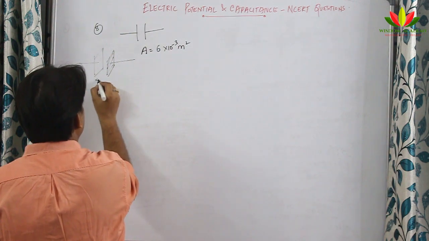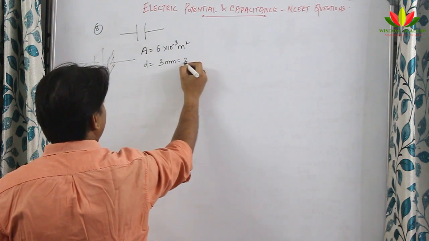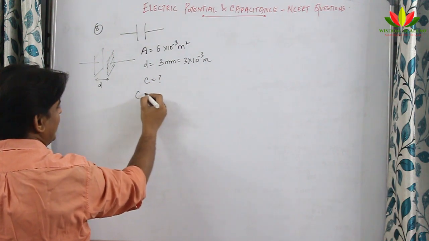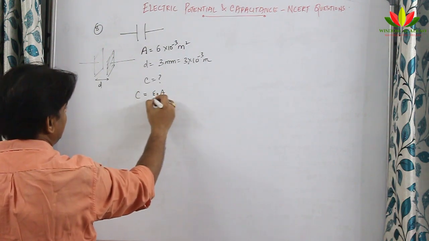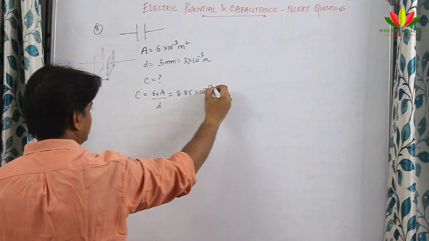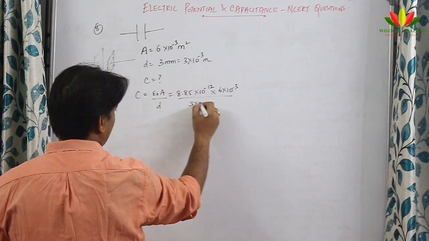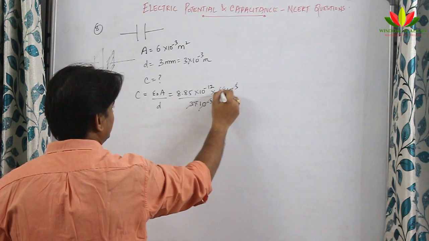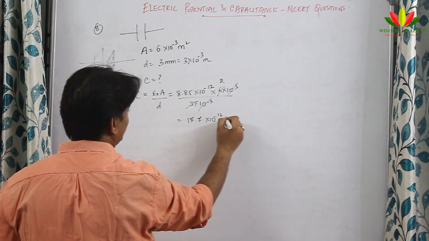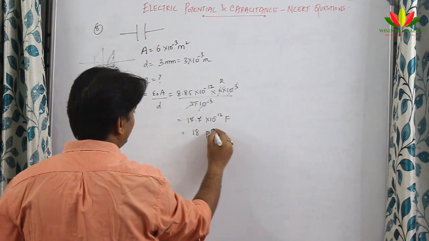And they have given the distance between them. Distance is given as 3 millimeter. That is equal to 3 into 10 power minus 3 meter. Then they are asking you to find the value of capacitance. So we know that capacitance for a parallel plate capacitor is epsilon naught A by D. So epsilon value is 8.85 into 10 to the power minus 12 into area of the plate, given as 6 into 10 to the power minus 3, and D is given as 3 into 10 to the power minus 3. These two get cancelled. This becomes 2 times. When you solve, you will get 17.7 into 10 to the power minus 12 farad. I can write approximately equal to 18 picofarad. So 18 picofarad is the capacitance.